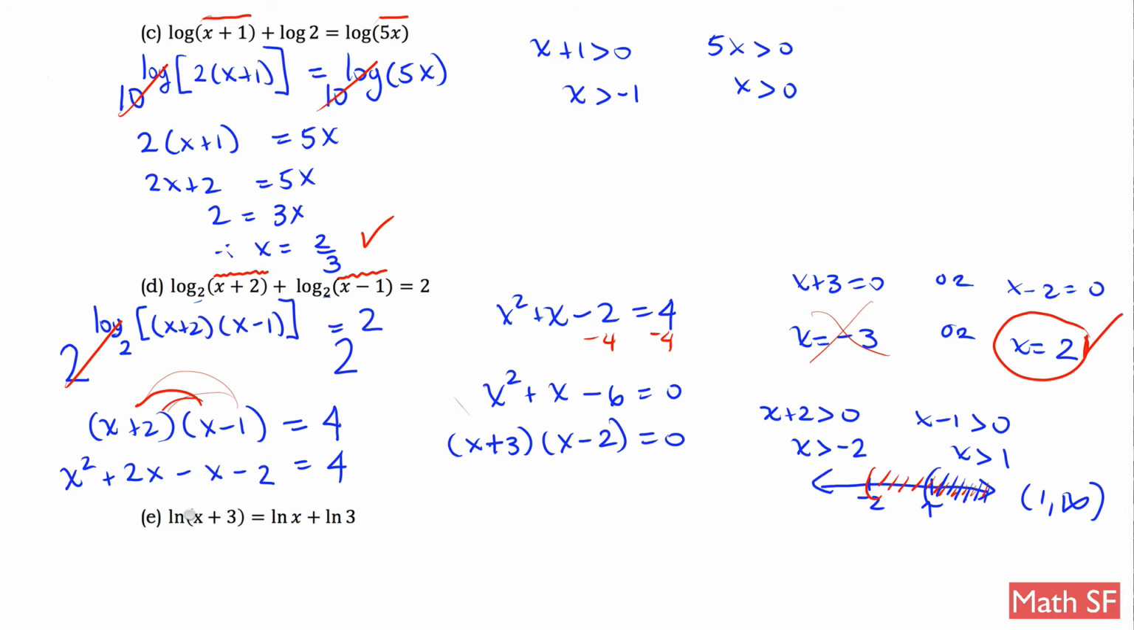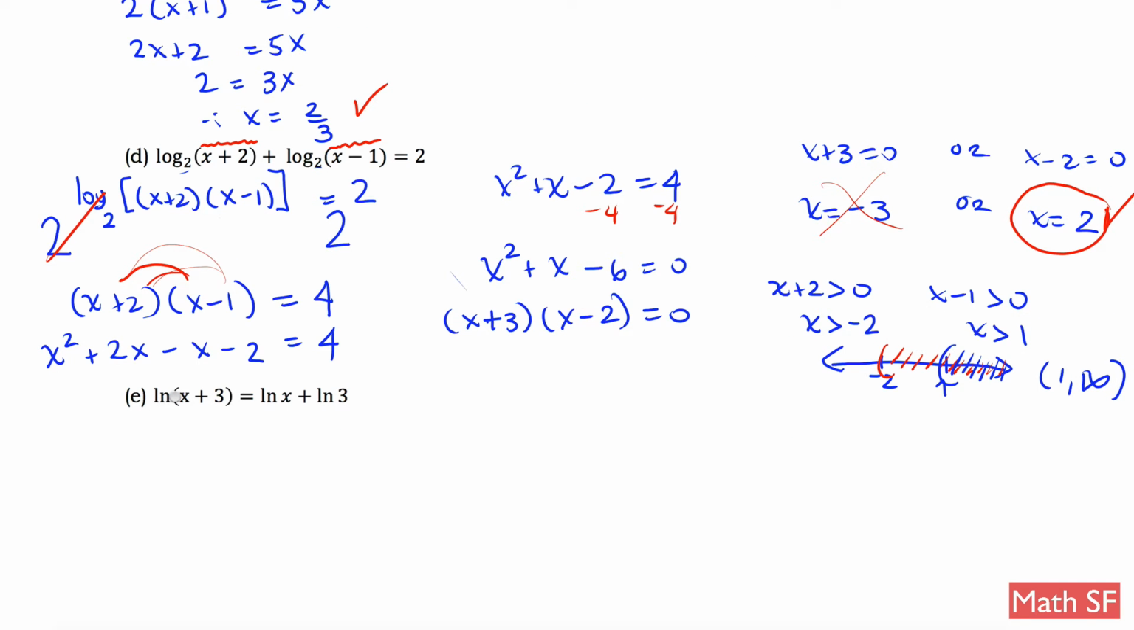Let's go to the next problem. In the next problem, we have ln of x plus 3 equals ln of x plus ln of 3. So this is a very tricky problem. The reason is we were told that there is a property that ln of a plus b is not equal to ln of a plus ln of b. However, this is an equation, so there must be a value which makes these two true. So let's find that value of x.